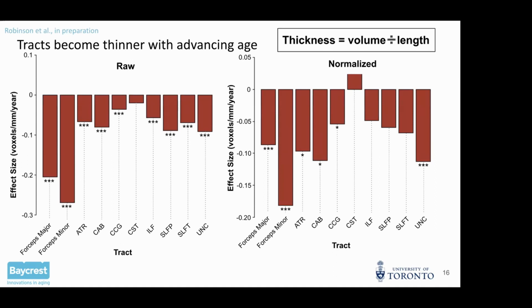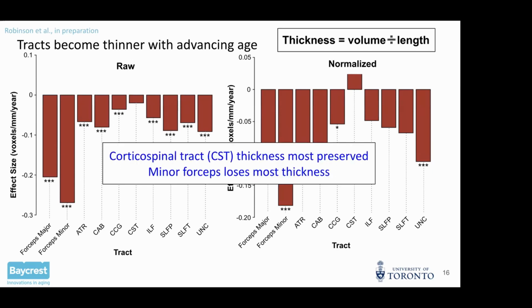So far we've looked at the morphometry, and I should mention that this work is all done by Tyler Robinson in my lab, who is in the middle of his postdoctoral fellowship. And so this is being prepared as we speak into his manuscript. The corticospinal tract is the most preserved, whereas the minor forceps lose the most thickness. The minor forceps, which are in the front of the brain, thin the most.